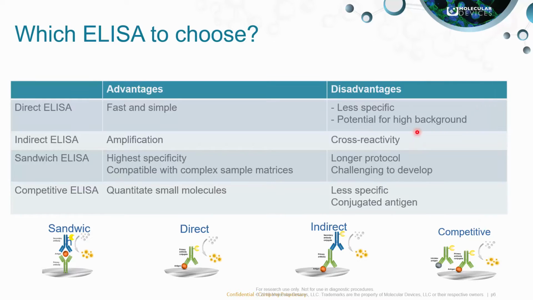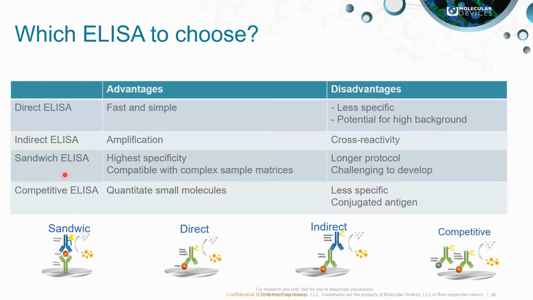So here is a table showing which ELISA to choose from and their advantages and disadvantages. Direct ELISAs are fast and simple. However, they can be less specific as they only use one antibody and have potential for high background if all proteins from a sample are immobilized in the well. For indirect, amplification arises using the secondary antibody. There is, however, potential for cross-reactivity caused by the secondary antibody.